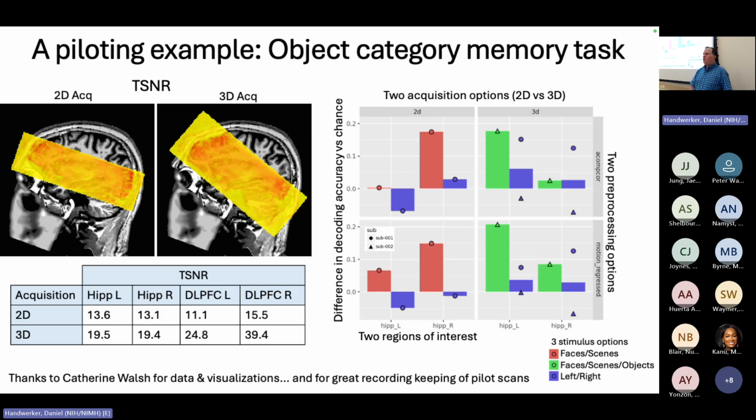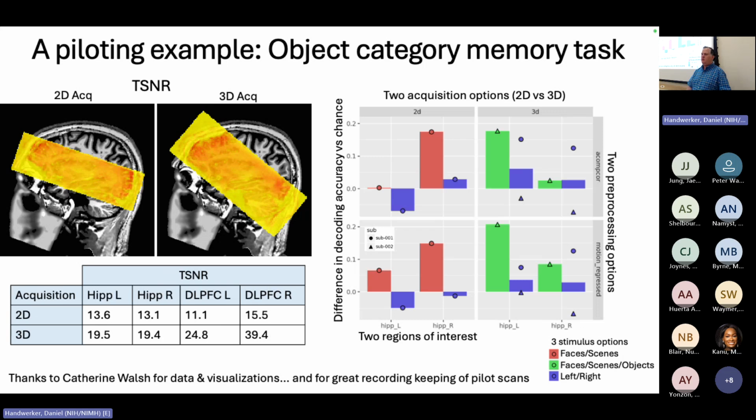So the second figure was a measure of interest for the study. Can you use pattern recognition to decode the stimulus in the hippocampus? This figure has multiple scans and multiple people, so it's a bit messy. It's not like a full study, but there were several questions that Catherine was trying to answer.